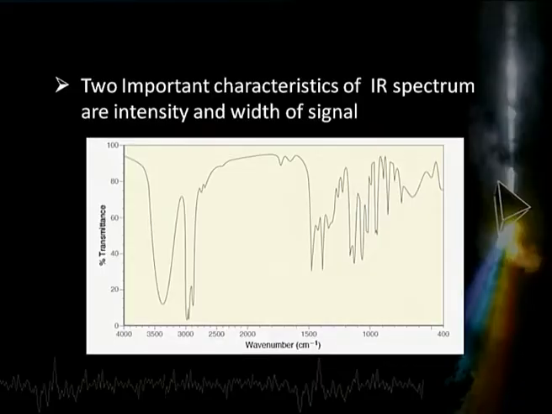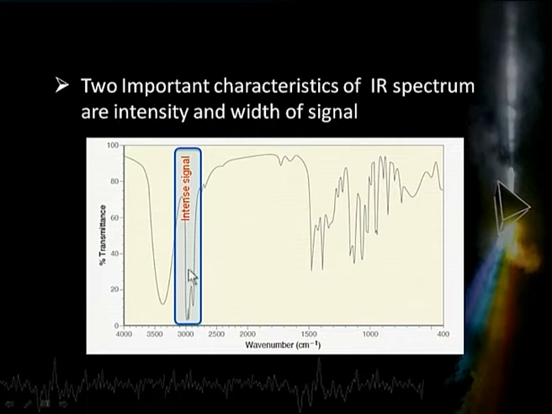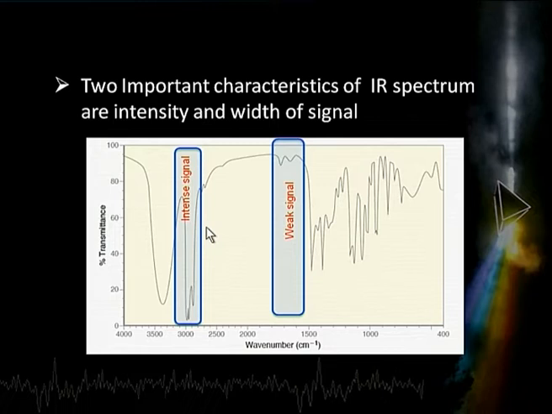Let us continue and see another two very important characteristics we have to identify in any IR spectra. The first one is the intensity part. Let us look at this. This particular band here is an intense signal. You can see that it is dropping down extensively here. This is an intense signal, whereas this one here is a weak signal.